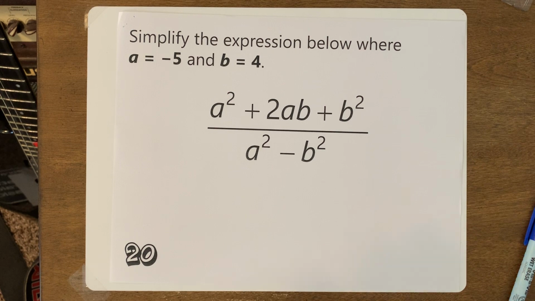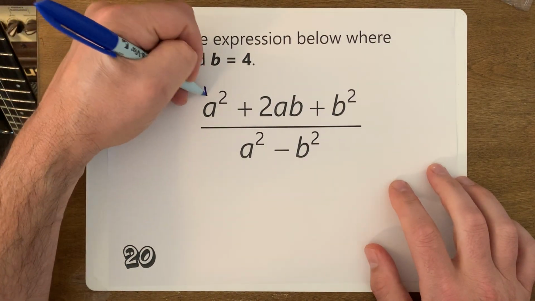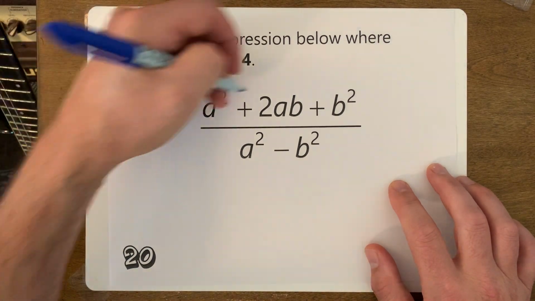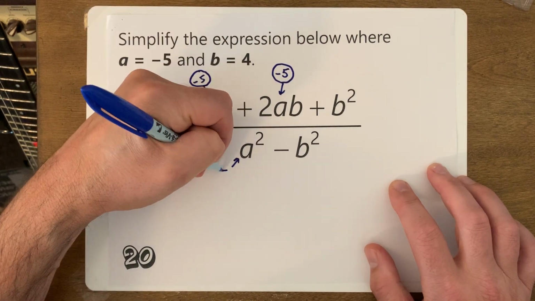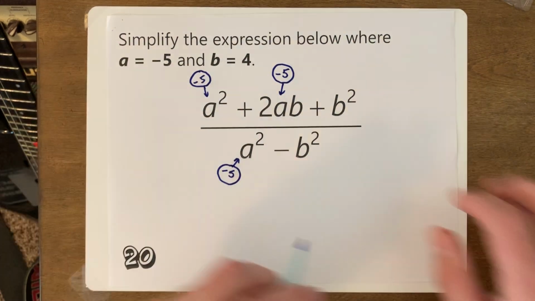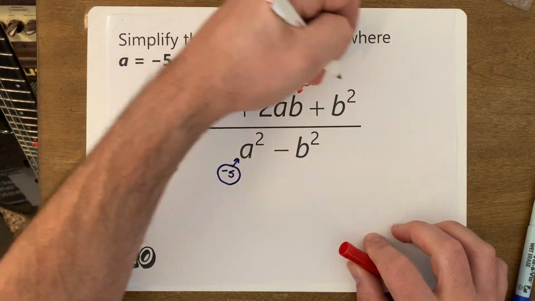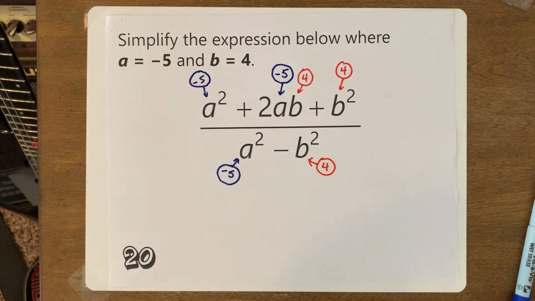And finally, our last example, save the best for last. Got 2 variables in here, A and B, but it looks kind of complicated. Let's see how this is going to work. All right, so we got A is -5. If you knew something about quadratics, you could simplify this easily, but we're going to assume you don't. -5 for that A, and -5 for that A. Okay, now let's do B is 4. 4. And 4. All right, so let's see what we got here.